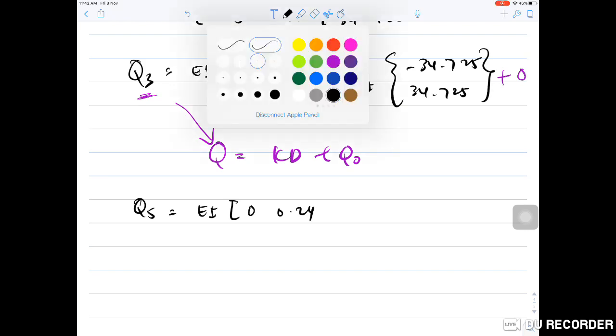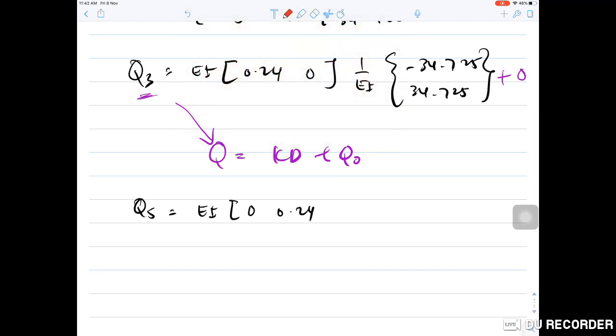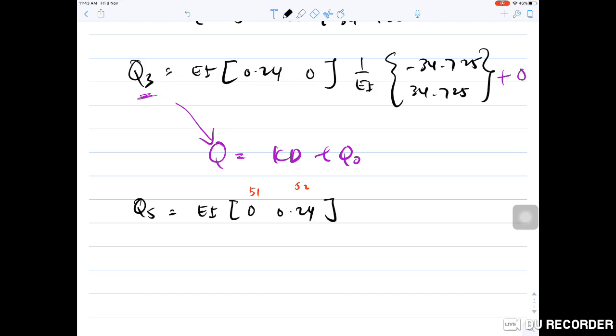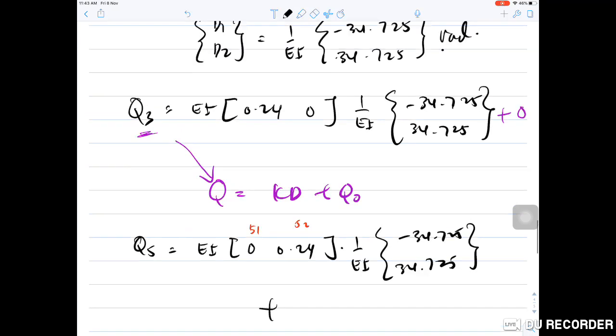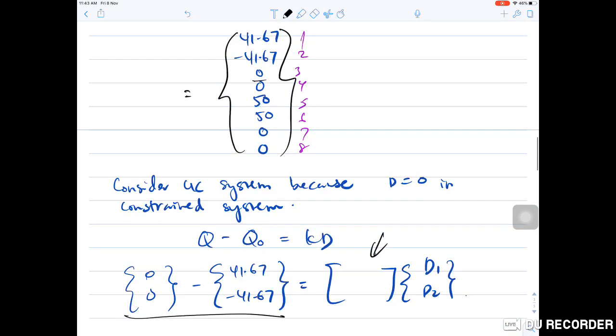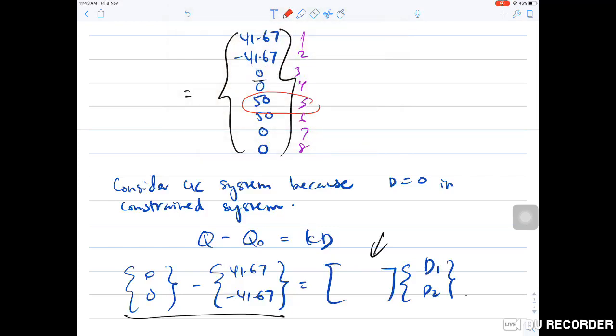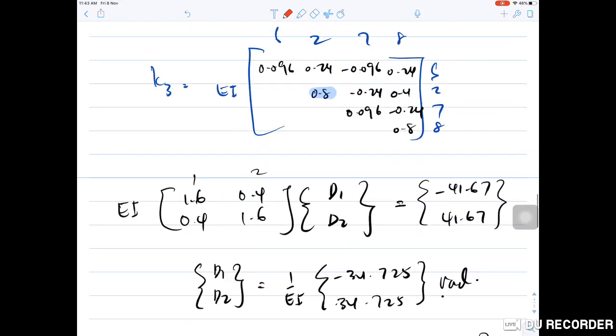So this is 5-1, right? 5-2, right? Okay, times with displacement, negative 34.725 positive. Okay, this one we must plus with the Q naught. At position 5 it is 50. At position 5 it is 50, so we need to plus 50.